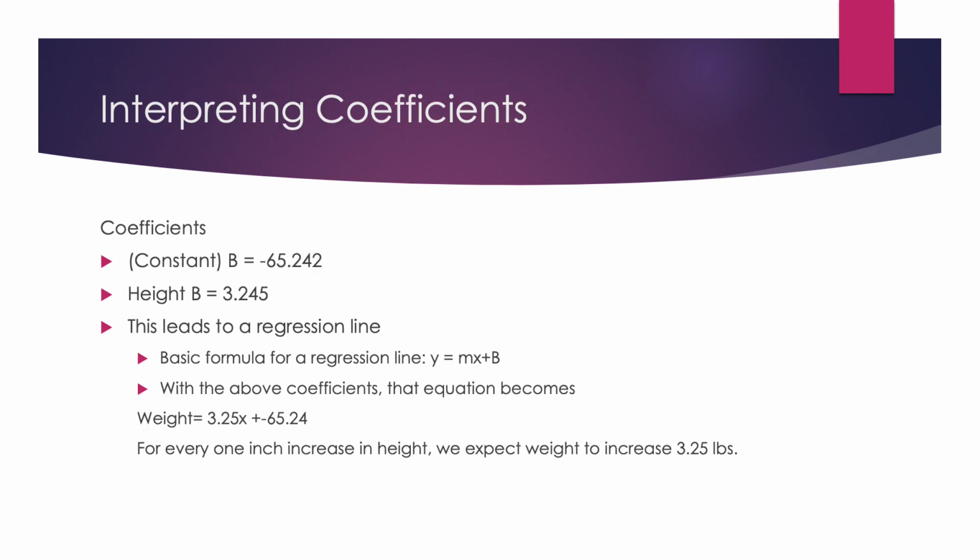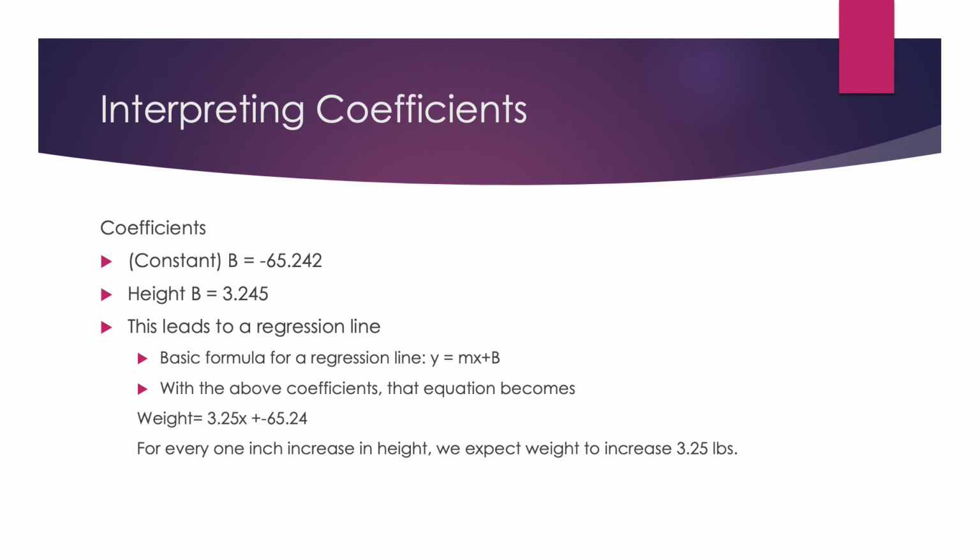So to interpret the coefficients, we look at the coefficients output, and we see that there is a constant beta, or constant b, and that's equal to negative 65.242. Then we have the height b, which is equal to 3.245. Using this info, we can create a regression line. Remember way back to middle school or high school math and the basic equation for a line. The basic equation for a line is y equals mx plus b. And guess what? That's also the basic equation for a regression line. Y equals mx plus b.